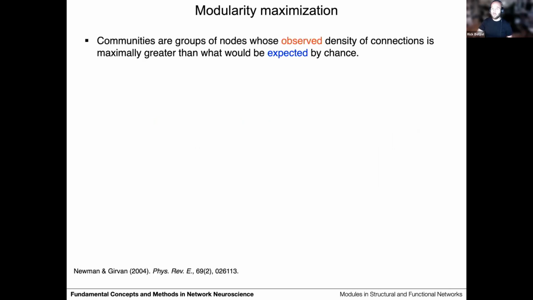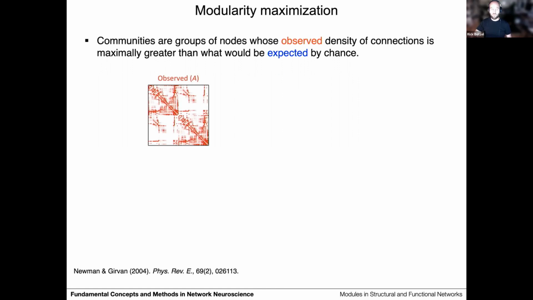So modularity maximization, what is it? Well, it works on this eminently simple principle. It defines communities to be groups of nodes in your network that are more densely connected to one another in the real network than we would expect by chance. I'll illustrate this here to try to give you some intuition.